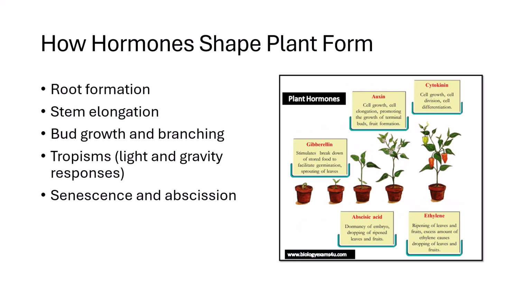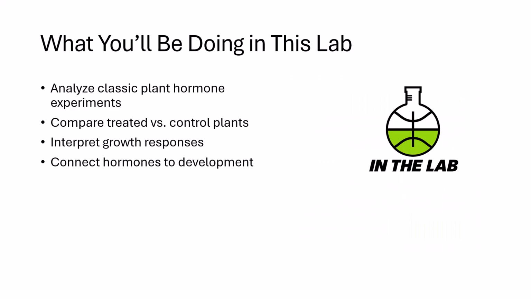What makes plant hormones so interesting is that they don't just control whether a plant grows, they control how it grows. In this lab, you'll see how hormones influence root formation, stem elongation, bud growth and branching, tropisms like phototropism and gravitropism, and even aging and leaf drop. All of these are examples of development and morphogenesis in action.